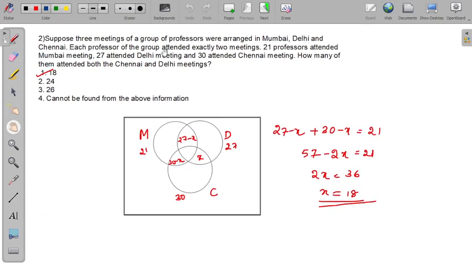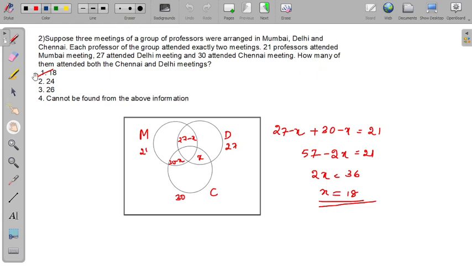Now, next question. Suppose three meetings of a group of professors were arranged in Mumbai, Delhi, and Chennai. Each professor of the group attended exactly two meetings. So, I am representing them using three sets: Mumbai set, Delhi set, and Chennai set. Exactly two means this region: exactly Mumbai and Delhi, exactly Delhi and Chennai, and exactly Mumbai and Chennai. The remaining regions are all null sets, with no values, because they attended exactly two meetings.